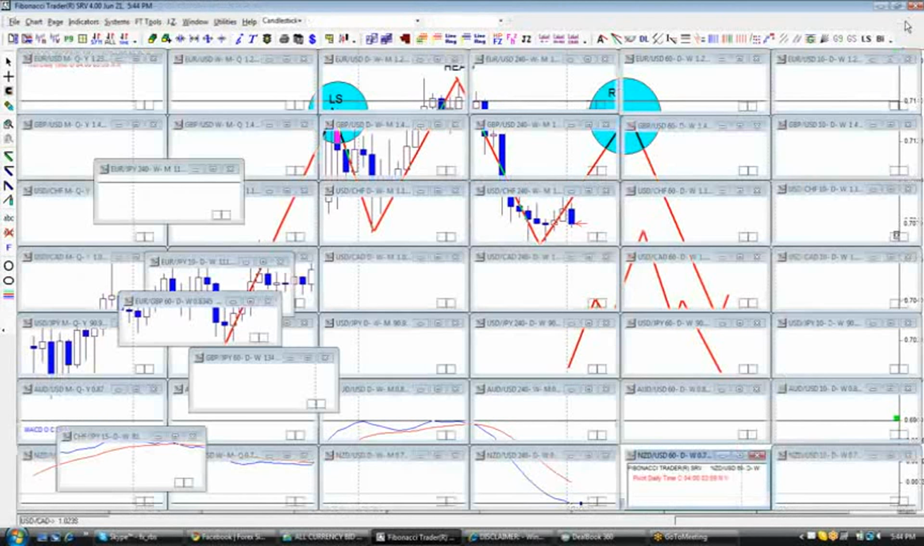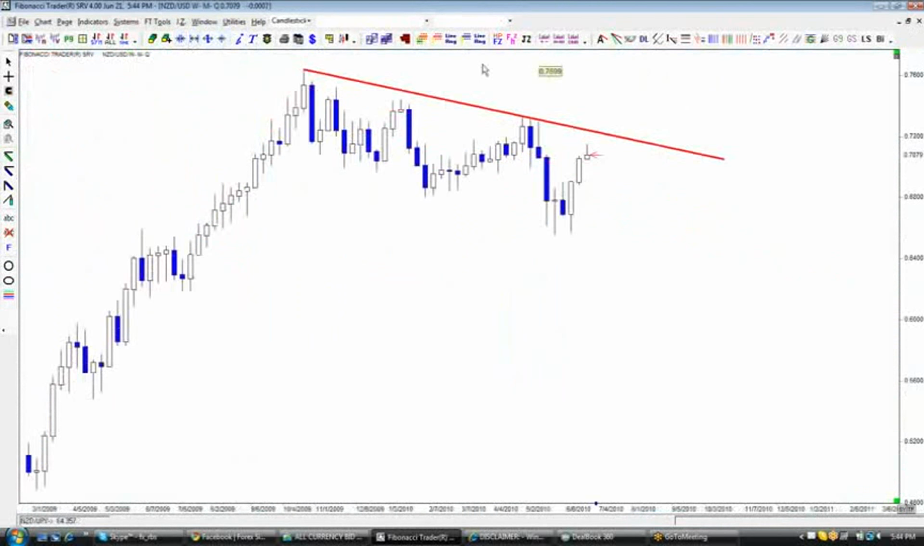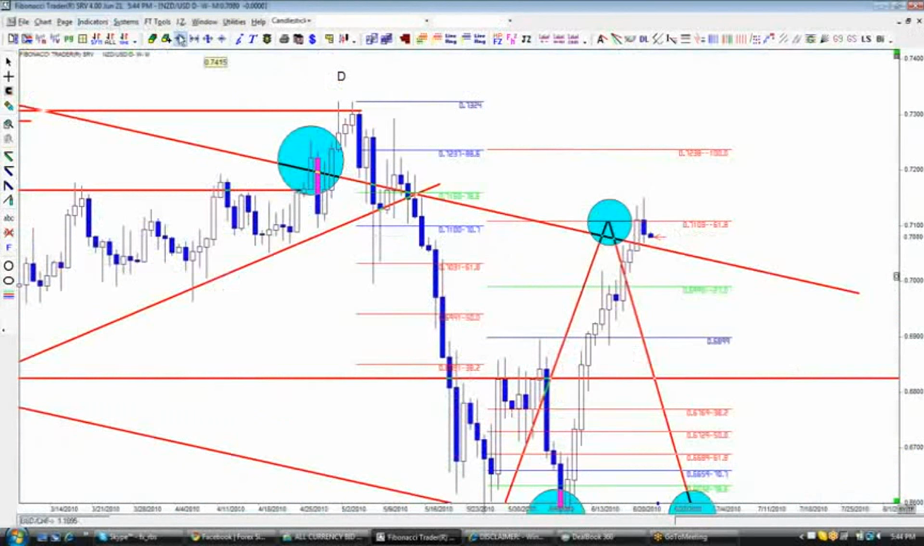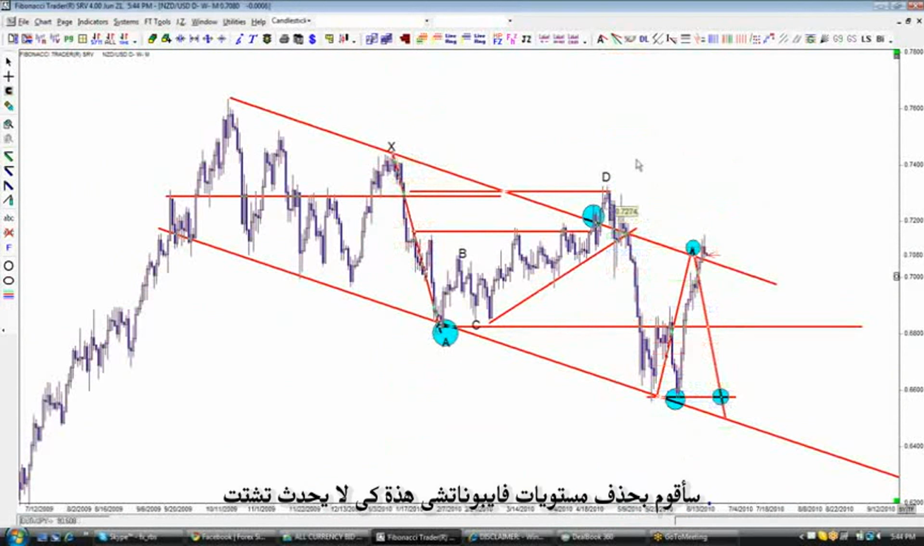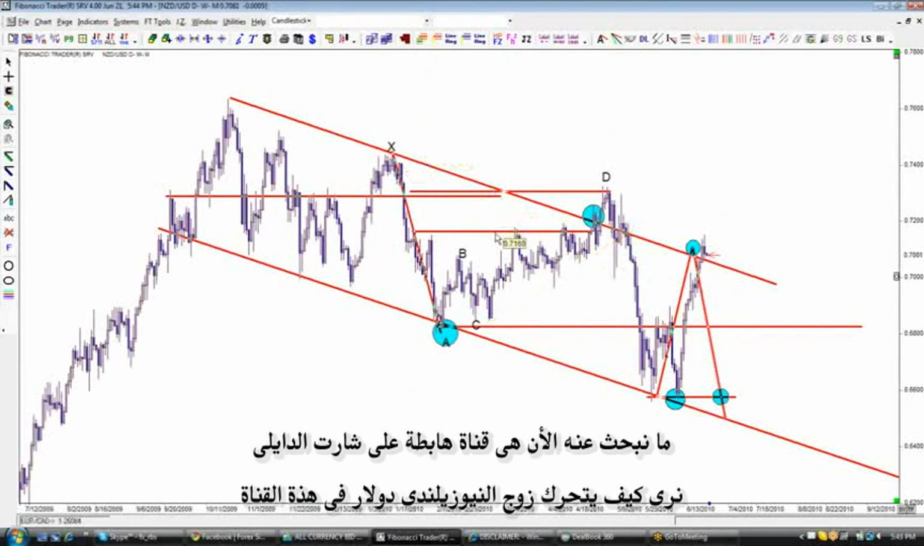Now, first, I will delete those flips so you guys don't get confused. But what we're looking at is bearish channel. This is a daily chart.